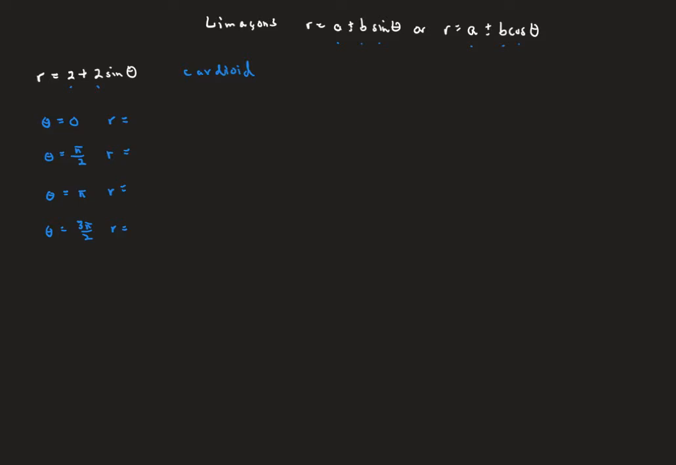So when theta is 0, sine of 0 is 0, so 2 times 0 is 0. We're just going to get r equals 2. So I'm going to plot this on an xy axis. I'm going to put the axis in white over here, and then I'm going to go to theta equals 0, which is this angle right here. I'm going to go out a length of 2, and I'm going to plot that point there.